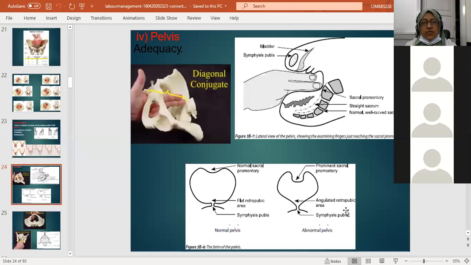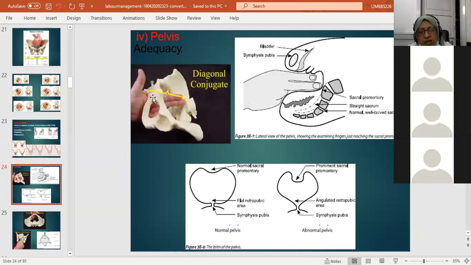Now after that, at the same time we will do the pelvimetry, the assessment of the adequacy of the pelvis, whether the pelvis is adequate or not. So this is the diagonal conjugate. While you introduce your hand inside and your finger reaches the sacral promontory, this diameter should be 10 centimeters. If it is less than 10 centimeters, it means the AP diameter of the inlet is shorter and the patient is not going to deliver normally.